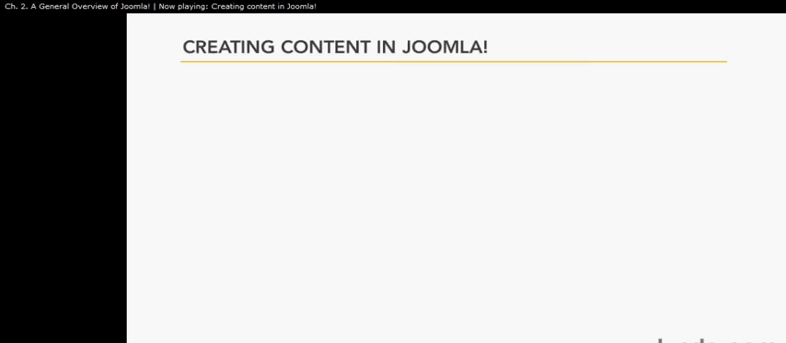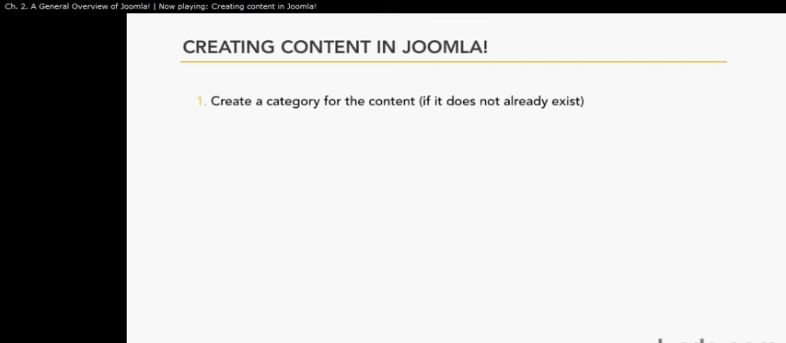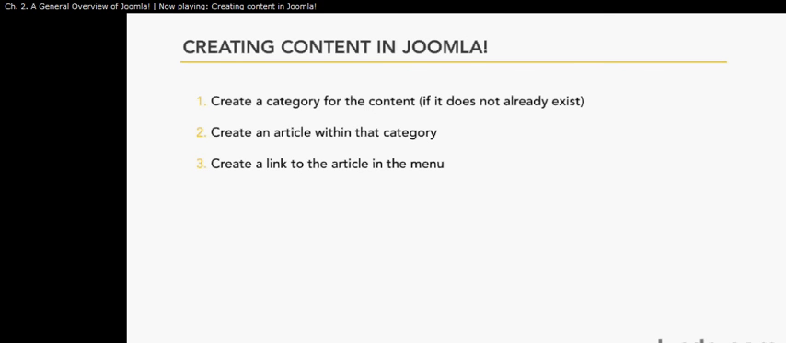Let's start working on creating some content in Joomla. To make an article appear on our website, we have to follow 3 steps in a particular order. Step 1, create a category for that content if it doesn't already exist. Step 2, create an article within that category. And finally, step 3, create a link to the article within the menu where you'd like that link to appear.